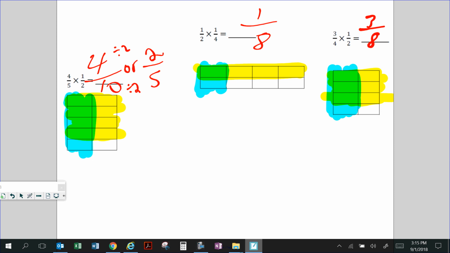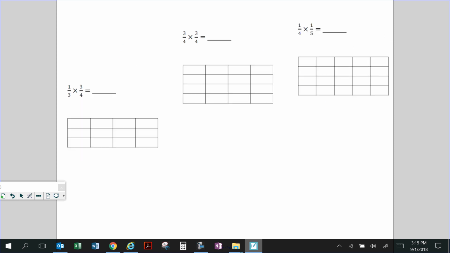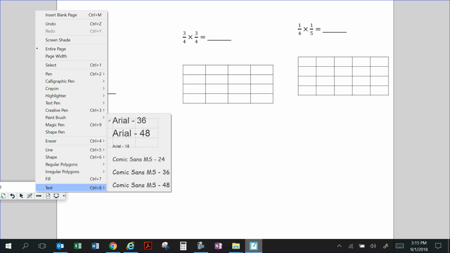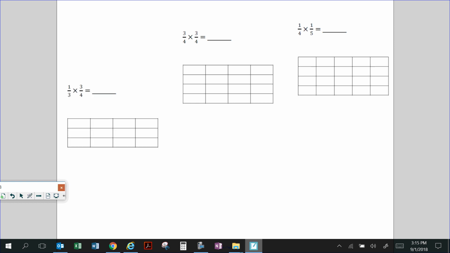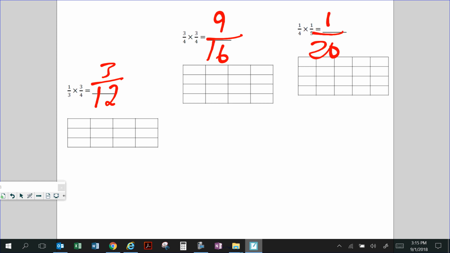It does work. So here are more examples, but I want to see if anybody can make a prediction. I don't want to shade anymore. I think I can figure it out by now. I think this one is going to be 3/12. And this one will be 9/16. And this is going to be 1/20. Let's go back here and simplify this. I could divide both numbers by what? 3. So it's 1/4.